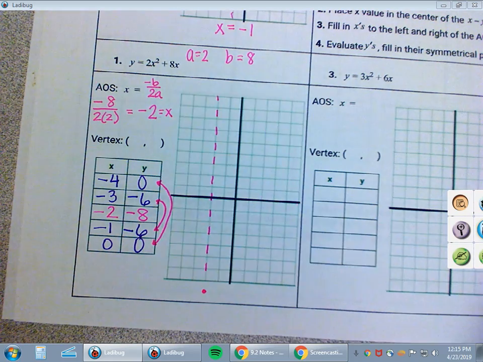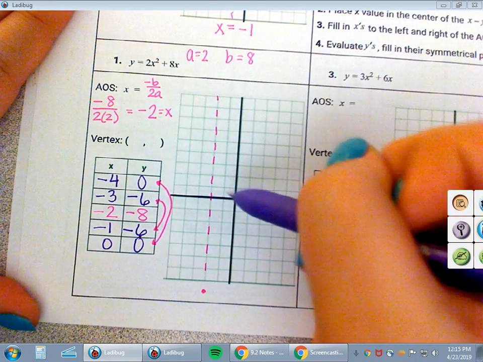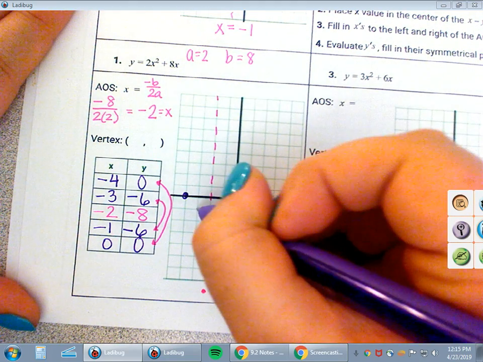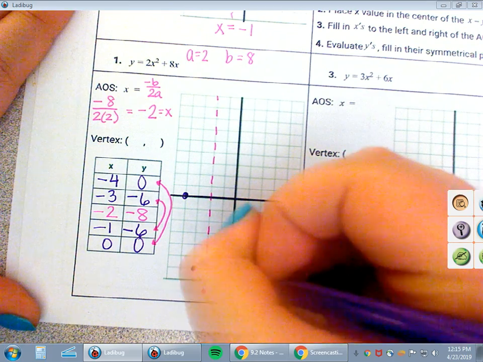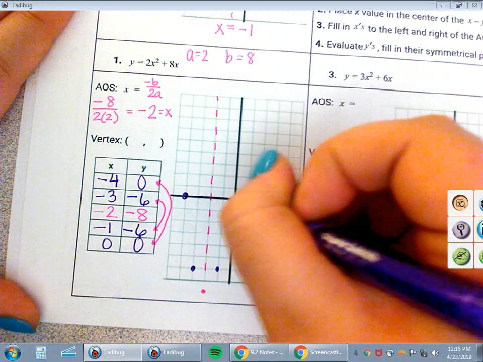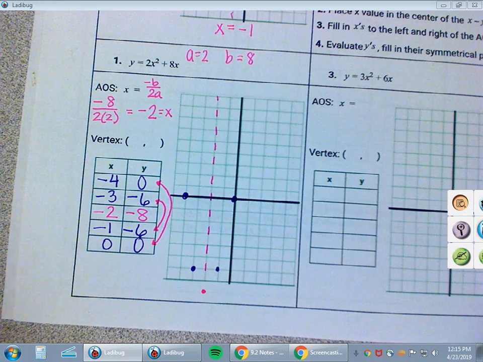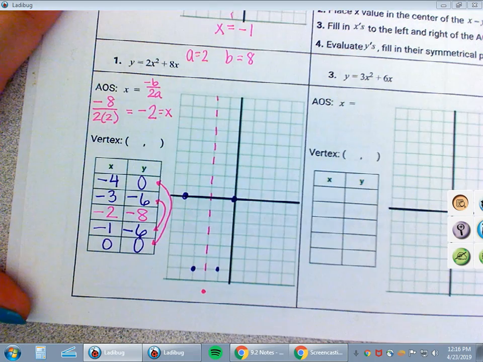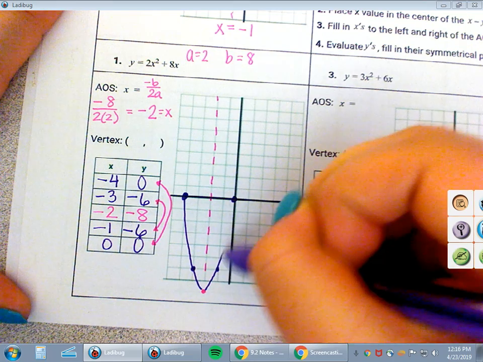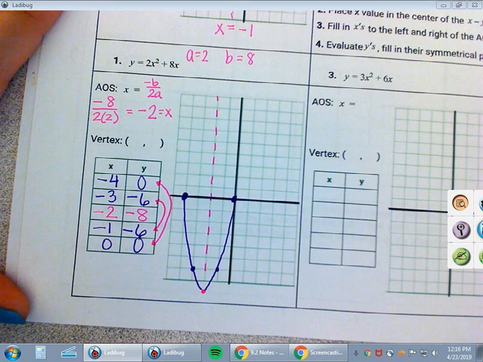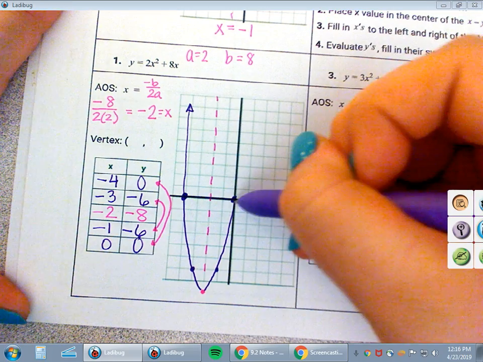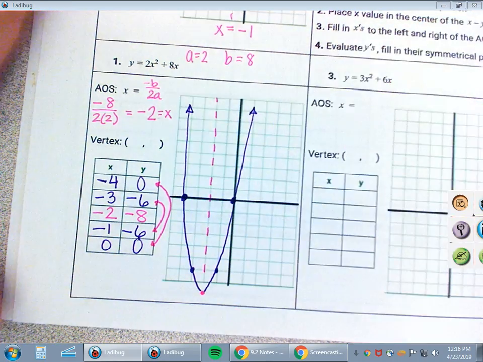All right, so we've got our 5 points. So let's go ahead and plot them. We already have our vertex plotted. Let's go to negative 4, 0. Negative 3, negative 6. Negative 1, negative 6. And 0, 0. So it made it easier since we had our axis of symmetry to go around. Here is our graph then. And I'd prefer if you continue on these lines all the way to the edge. Throw some arrows on them to indicate that they keep going.